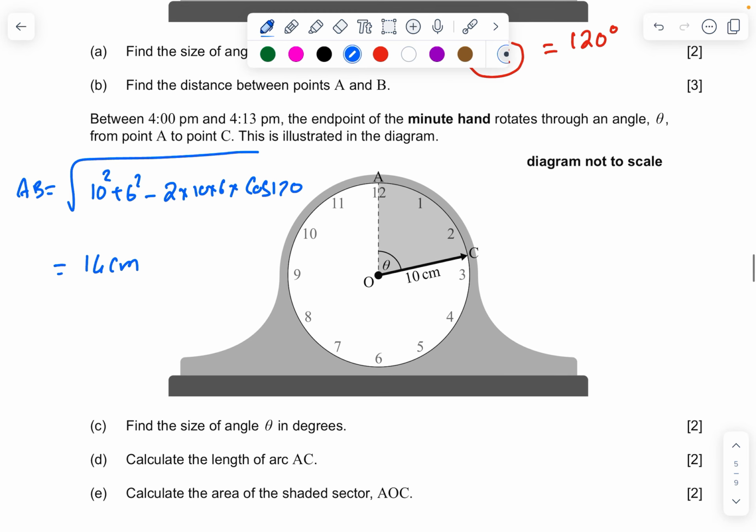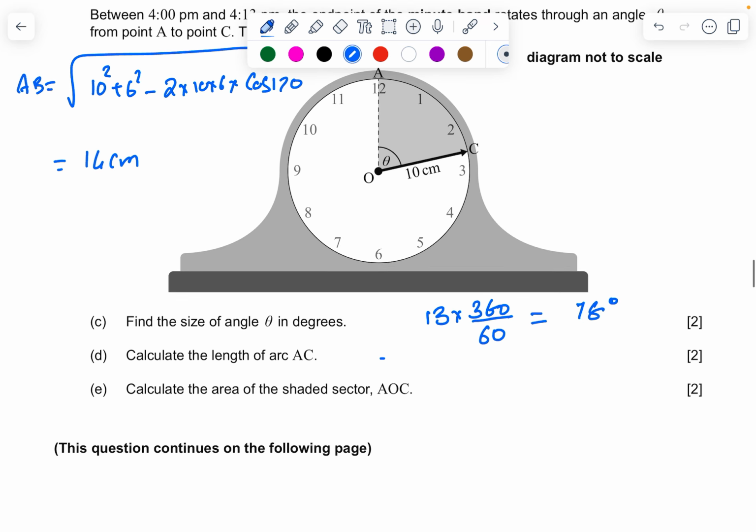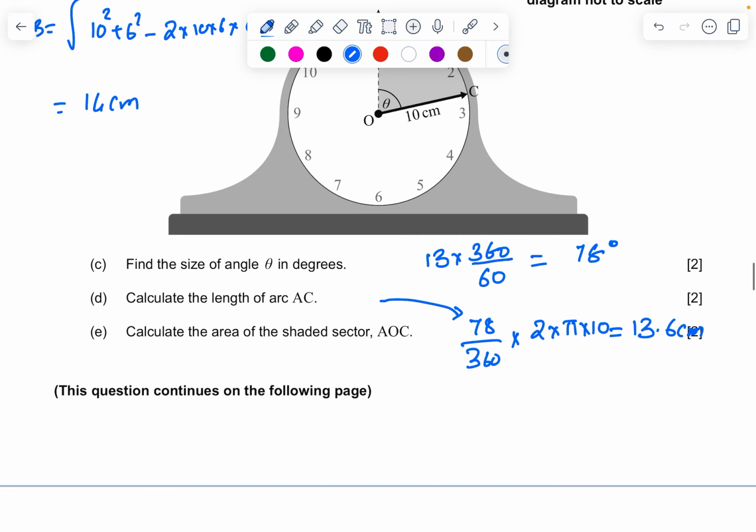Between 4 p.m. and 4:13 p.m., the end point of the minute hand rotates through an angle theta from point A to C. This is illustrated. Find the angle theta. It is 13 minutes out of 60 minutes, times 360. So therefore it is 78 degrees. Find the length of AC. 78 upon 360 times 2 times pi times radius 10, which is 13.6 centimeters. Find the area of the shaded region.